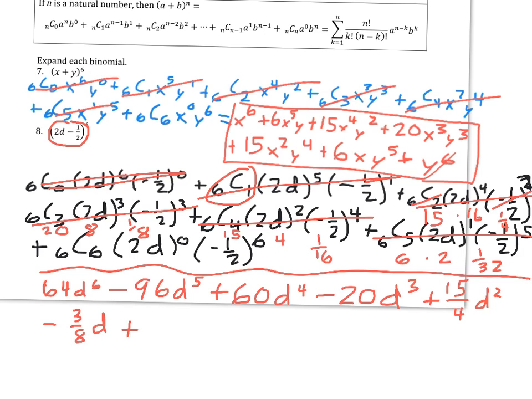So we're going to end up with 1 times 1 times negative 1/2 to the 6th. So that's going to be 1/64. Alright, so this problem is now complete.